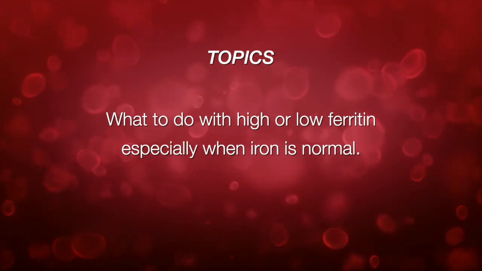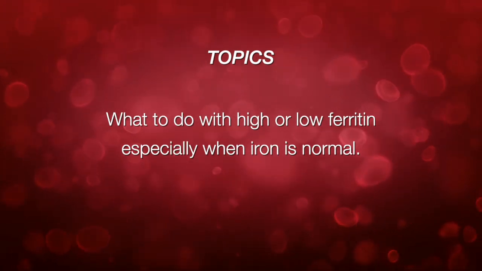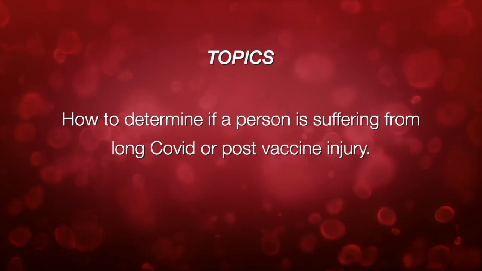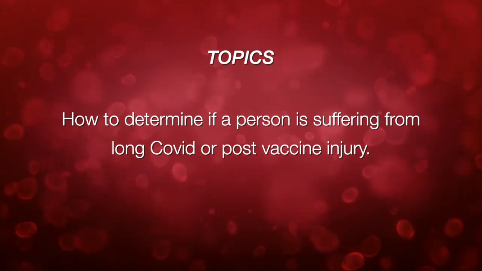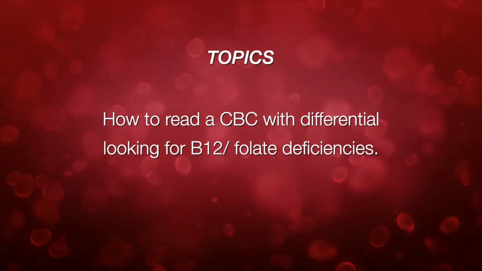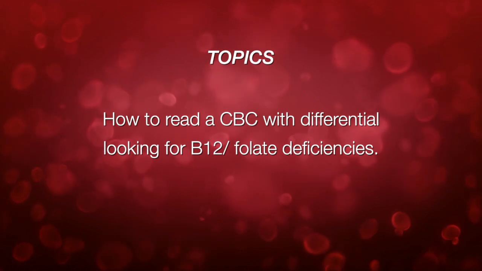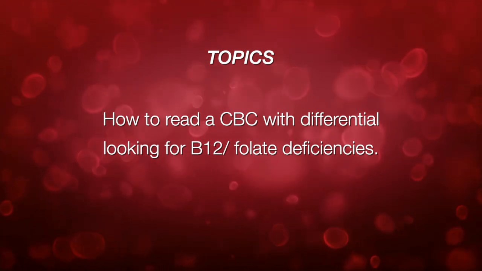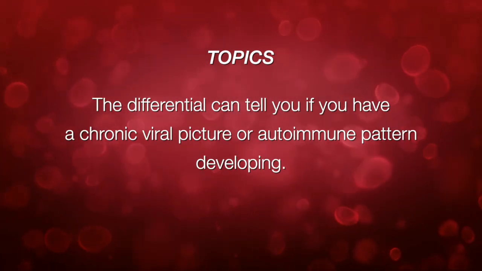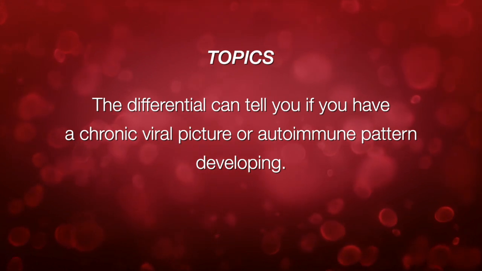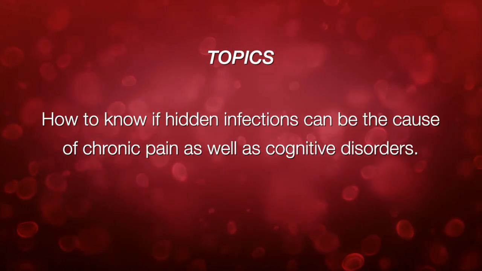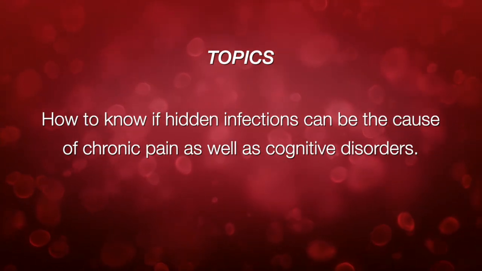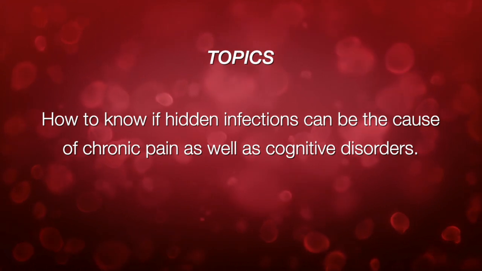What to do with high or low ferritin, especially when iron is normal? How to determine if a person is suffering from long COVID or post-vaccine injury. How to read a CBC with differential, looking for B12 folate deficiencies. The differential can tell you if you have a chronic viral picture and autoimmune pattern developing. How to know if hidden infections can be the cause of chronic pain as well as cognitive disorders.